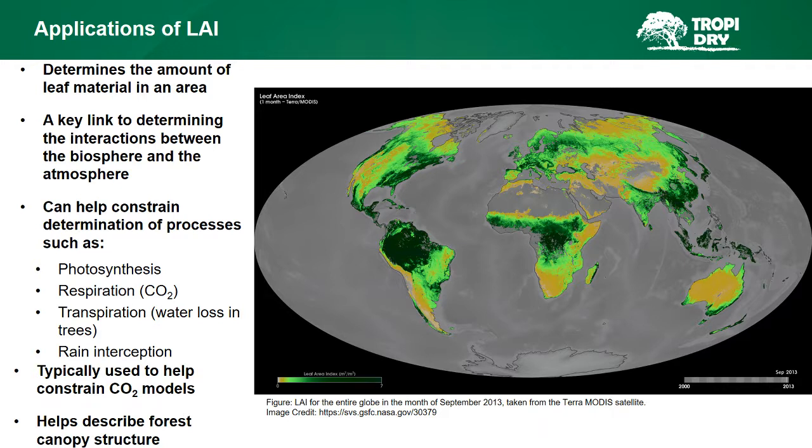And it also helps describe forest canopy structure. Like you can help determine what type of forest succession you're looking at by the leaf area index, because obviously an early forest stage will have a smaller leaf area index number than a later stage. And so it can also be used to help track reforestation that is occurring in a region.